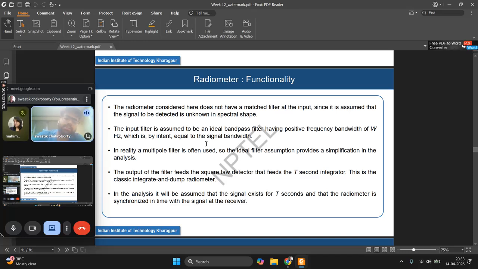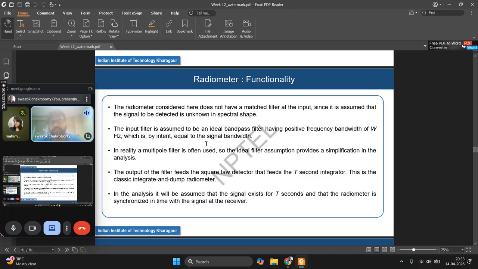The input filter is assumed to be an ideal bandpass filter having a positive frequency bandwidth of W Hz, which by intent is equal to the signal bandwidth. The output of the filter feeds the square law detector that feeds the T-second integrator. This is the classic integrate and dump radiometer. So you are integrating and accumulating.